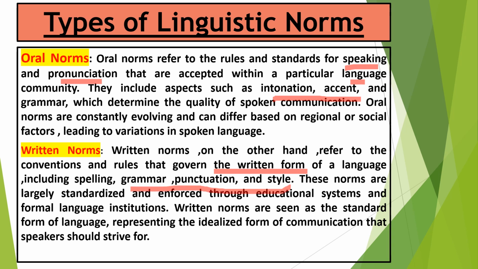These norms are largely standardized and enforced through the educational system, and we get to know about these norms from the schools in which we are learning, or from formal language institutions. The written norms are seen as the standard form of language, representing the idealized form of communication that speakers should strive for. But in our speech, we generally break the written norms, because a lot of shared context is used in speech and in our communication. So we just say less and understand more, but when writing something we have to write more.